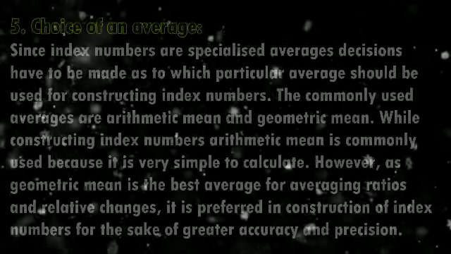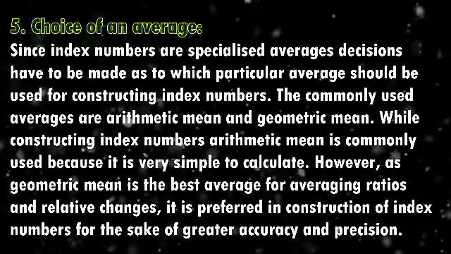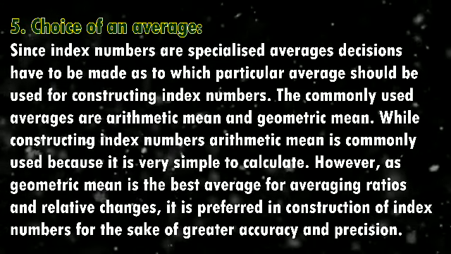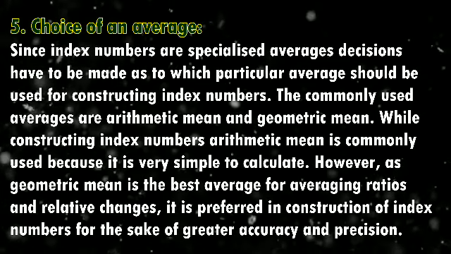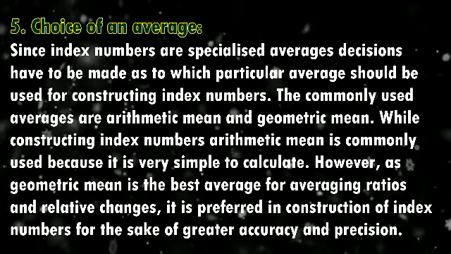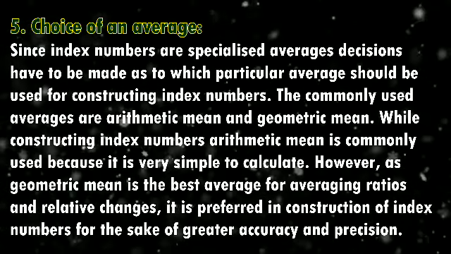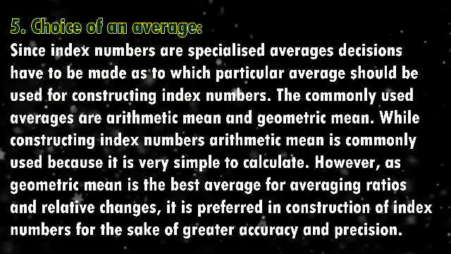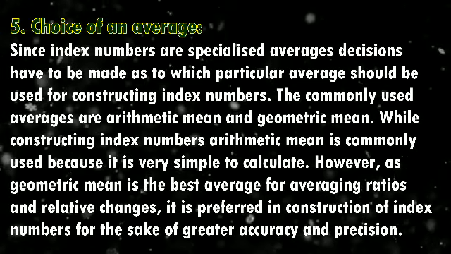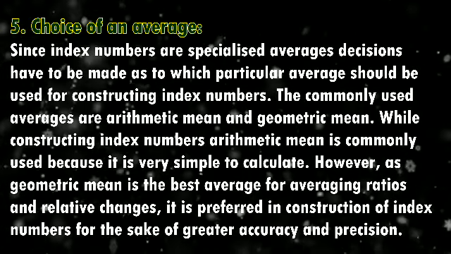Fifth step, choice of an average. As index numbers are themselves specialized averages, it has to be decided first as to which average should be used for the construction of the index number. Since index numbers are specialized averages, decisions have to be made as to which particular average should be used for constructing index numbers. The commonly used averages are arithmetic mean and geometric mean.